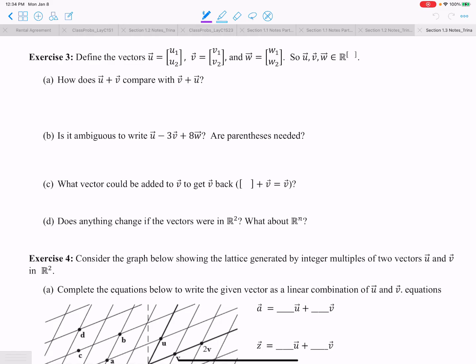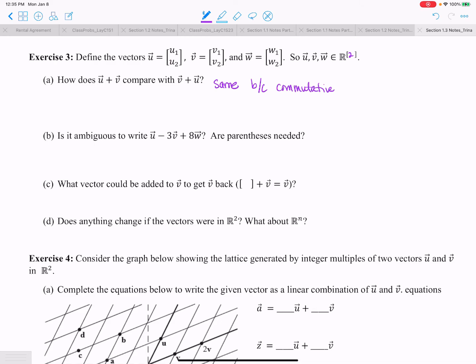Looking at some more operations algebraically, we have vectors u, v, and w. They are all in R2 because they have two components. And I want to think about, how does u plus v compare to v plus u? Does it matter what order I add them in? In other words, are the vectors commutative? And the answer is yes. And that's because when you add them component-wise, they are just real numbers, and real numbers are commutative.